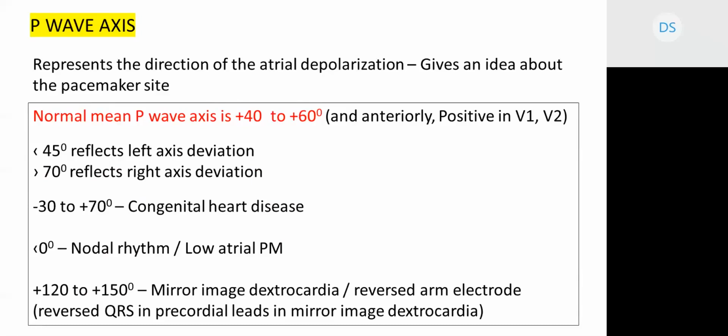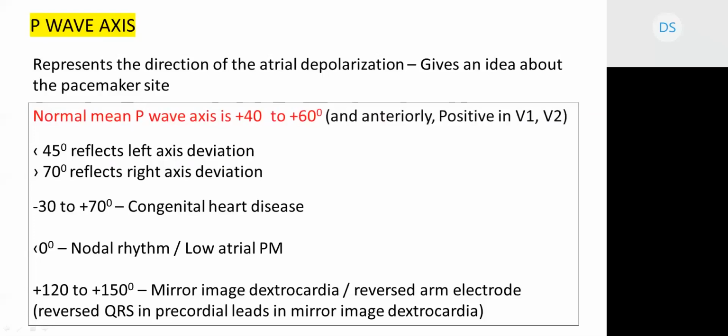And if I have atrial situs inversus, then my P wave is going to be downward and rightward. That means it's going to be around plus 120 degrees. If my P wave axis is plus 120 degrees, I need to make sure that it's true atrial situs inversus in a mirror image dextrocardia, and not that I have reversed the arm electrodes. How do I decide that? I will also see my QRS axis. If my QRS axis is also reversed in the precordial leads, then it's likely a mirror image dextrocardia.